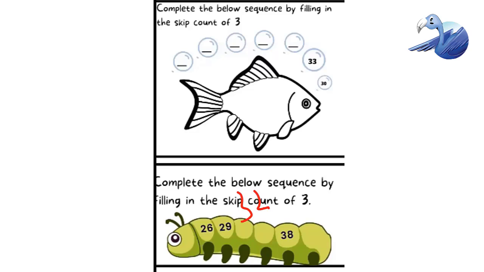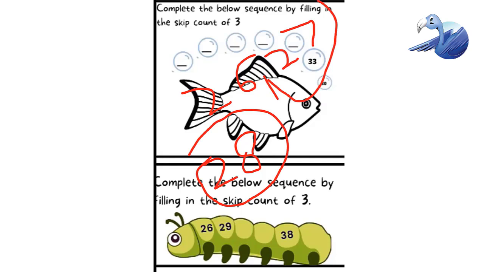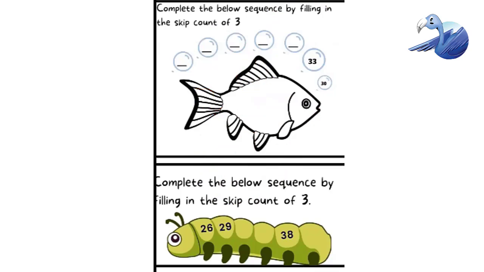Now next number. The sequence is, here you see 26, so the sequence is 26, 27, 28. 26 already done, now 27, then 28. So how many numbers? 1, 2, 3. So you have to write only 29. Okay, like that.